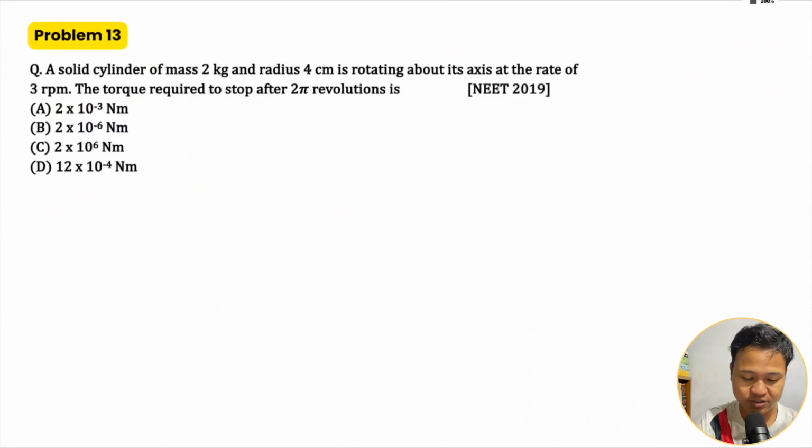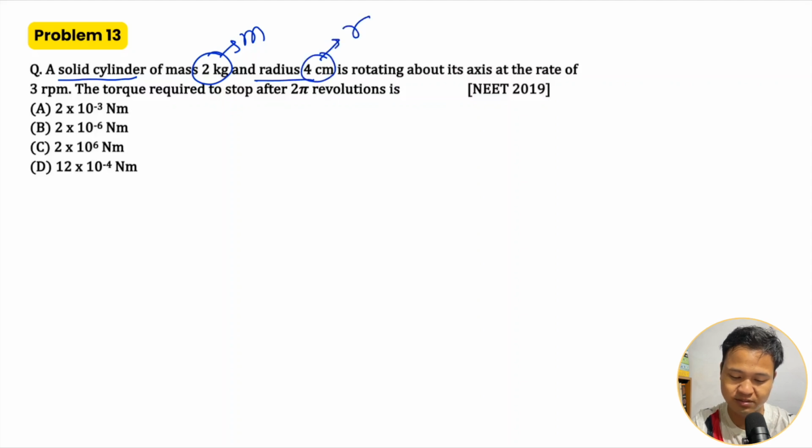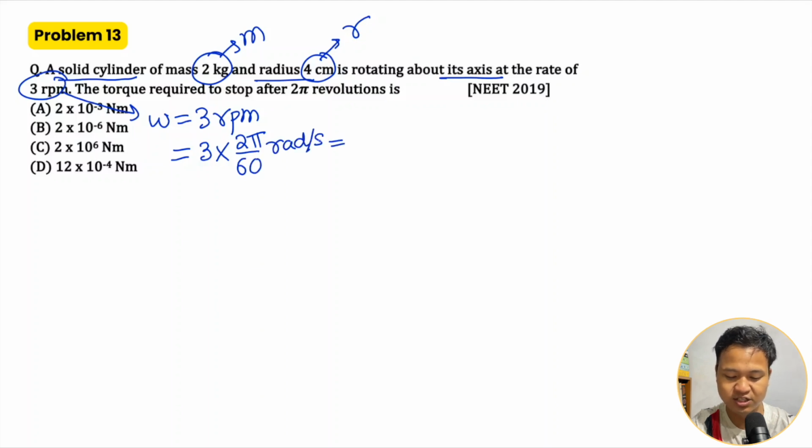Okay, so next question. A solid cylinder of mass 2 kg and radius 4 cm is rotating about its own axis at the rate of 3 rpm. Here this is omega, which is 3 revolutions per minute. So convert revolutions per minute to radians per second: 3 into 2 pi by 60 radian per second. So you'll have pi by 10 radian per second. Okay, so this is omega.